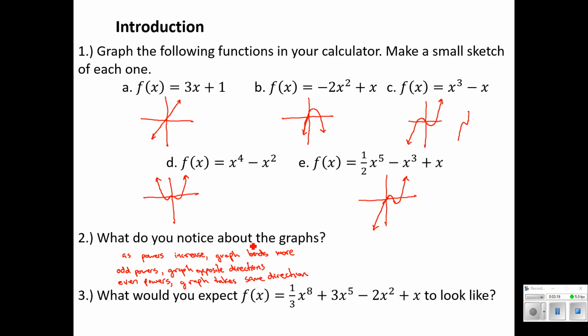And you may have noticed some other things about those graphs. What do they have in common? But we're looking for patterns here. We're trying to make a prediction here. So what would we expect this final function to look like? 1/3 x to the 8th power, then a 3x to the 5th, and a 2x squared plus x. We would expect both ends to go up. We would expect it to be 1/3 as tall as an x to the 8th, 1x to the 8th function. And we would expect to see at most 7 bends.